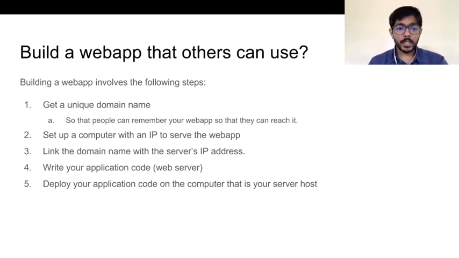First thing we would do is get a unique domain name so that people can remember our web app so that they can reach it. The next thing we would do is get a computer with an IP to serve the web. Step 3 would be to link the domain name to the server's IP address. Once we have our server host set up and we can reach it, we would write the application code, which is the web server software that would sit on the host. The last step is to deploy the application code onto the computer, which is our server host.